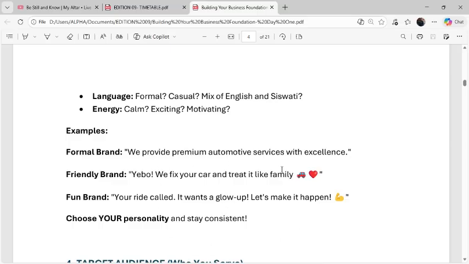This is a car business, but the brand, formality, friendly, fun, they are all different, made for different customers. So choose your personality and you stay consistent on it, but be flexible.